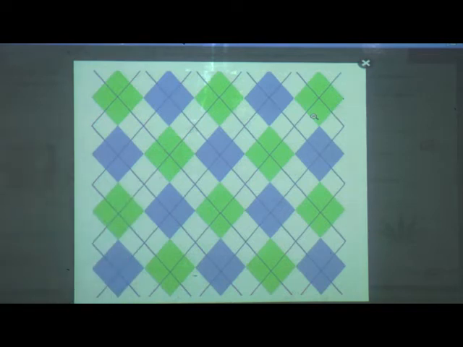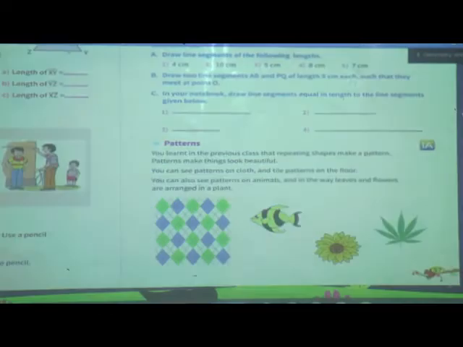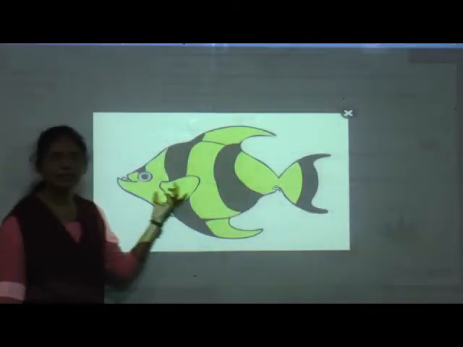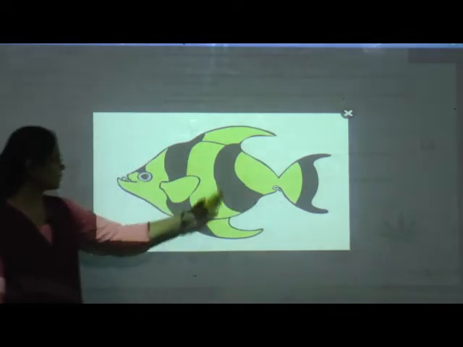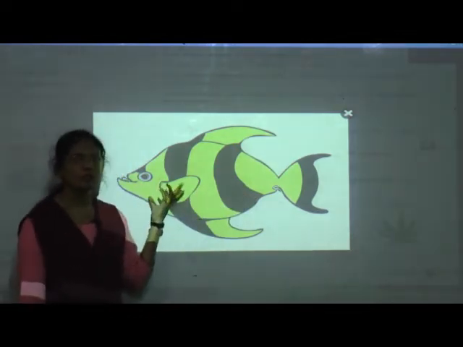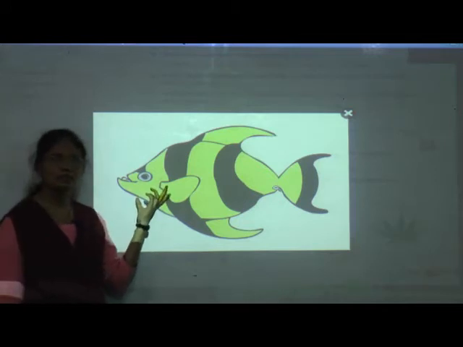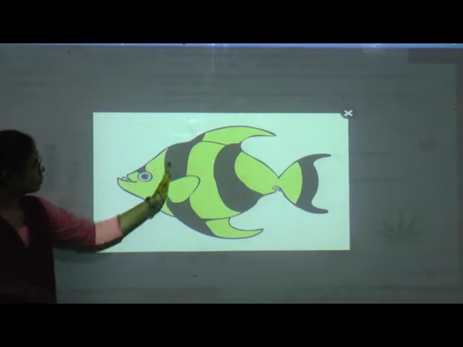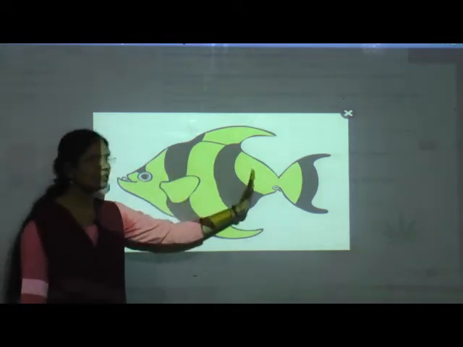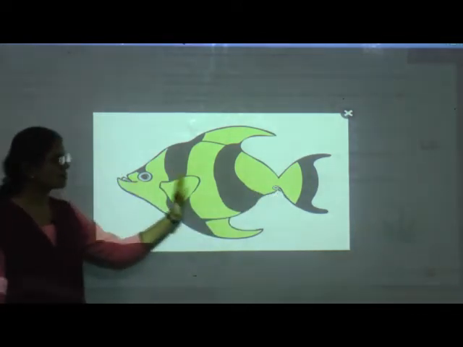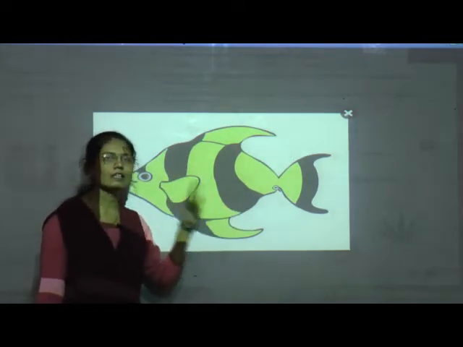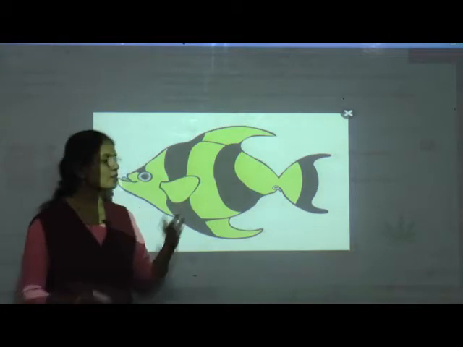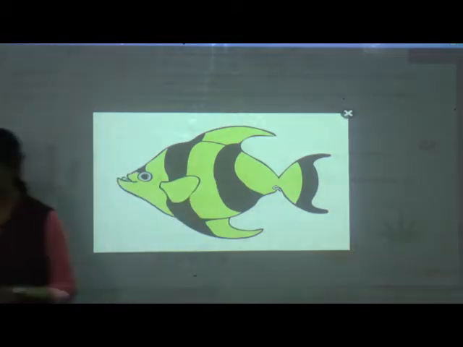Then see the another. There is a fish. See this fish. In the animals also we can see the pattern. Now see this fish. Here on the body of the fish we can see two colors, yellow and black. See, yellow, black, yellow, black, yellow, black. Means in this way, in a specific manner, the colors are repeated again and again. So it is called a pattern.